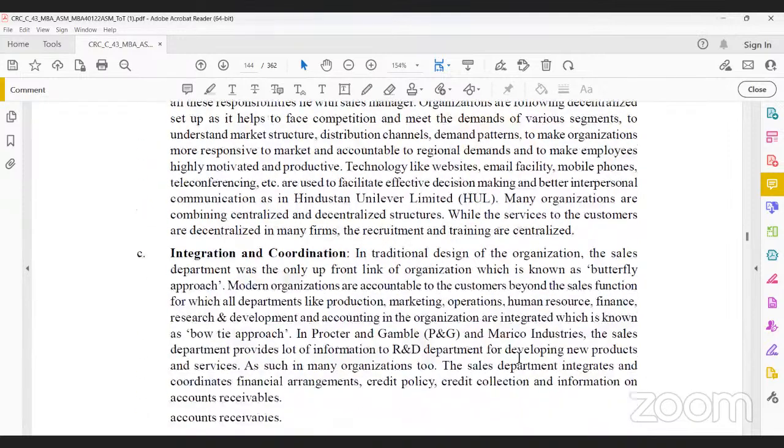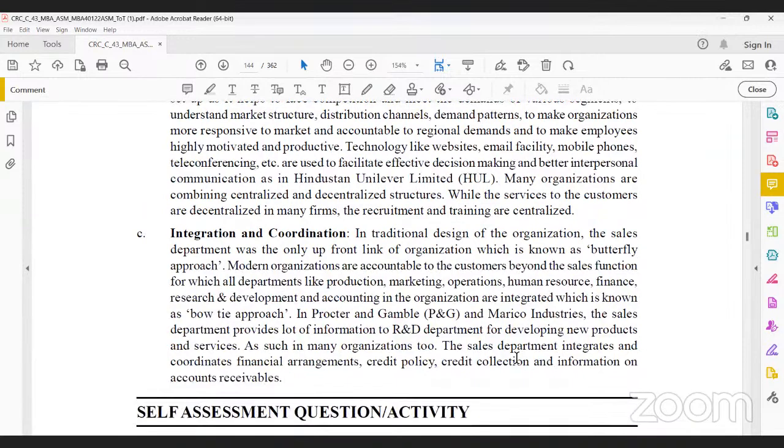So integration and coordination. Within the organization, there can be integration in the design of the organization. The sales department was only up front, like an organization with the butterfly approach. The organizations are accountable to the customers beyond the sales function, for which all departments like production, marketing, operations, human resources, finance, R&D (research and development), and accounting are more integrated, which is known as the bow tie approach.